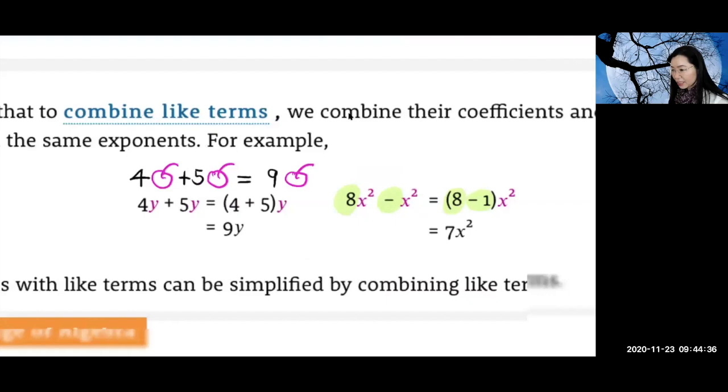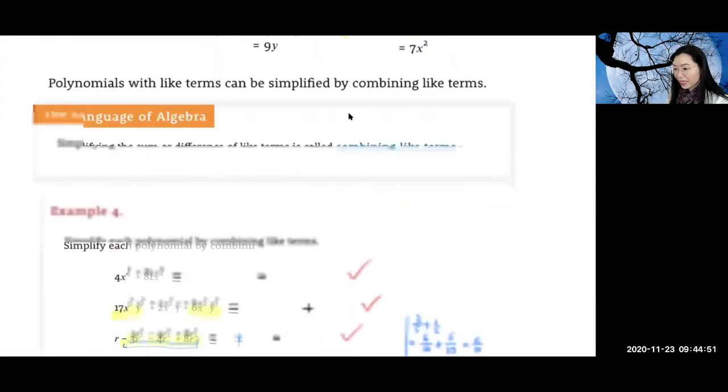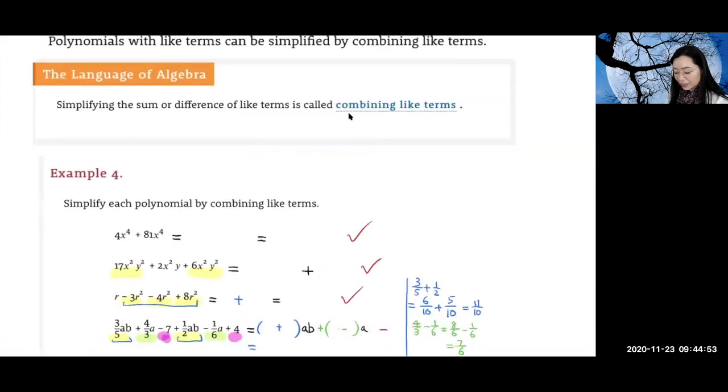Okay, so these two are like terms. You combine the coefficients. 8 minus 1 makes 7. So you get 7x squared. Now, this is called combining like terms. Now let's do this together.